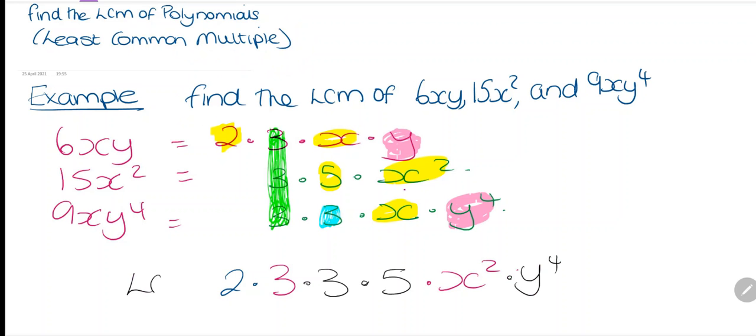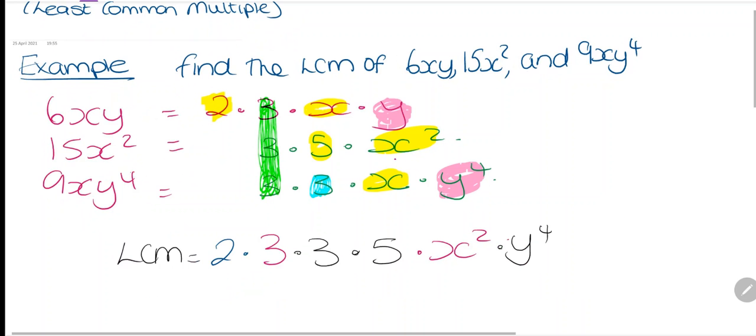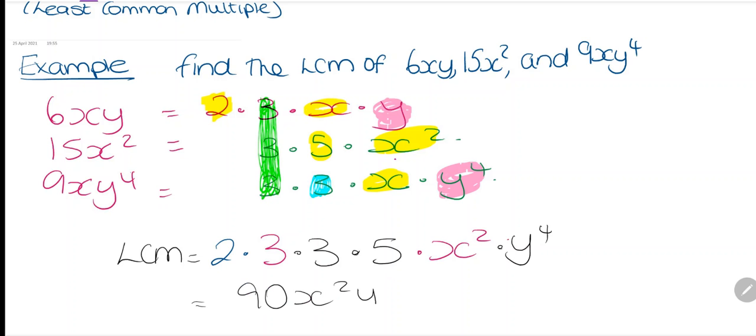Now if you multiply these together, we've got 5 times 3, 15, 15 times 3 is 45, times 2 is 90, so 90x squared y to the 4. So this is the least common multiple of these values. So let's have a look at another example.